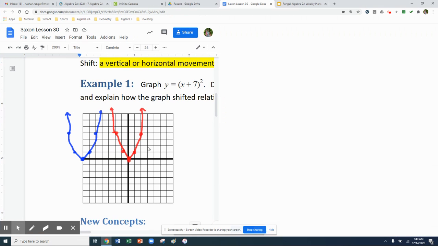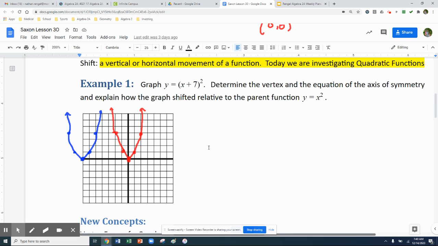Okay, so now we're going to look a little deeper at these two graphs here. So determine the vertex. The vertex is going to be that lowest point. It would be the highest or lowest point on your graph. So my vertex, I'm just going to say V, is going to be -7, 0.